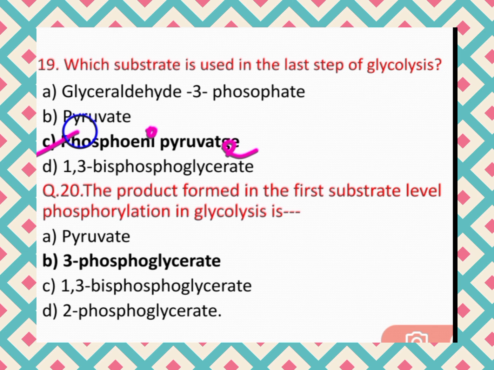Question number 20. The product formed in the first substrate level phosphorylation in glycolysis is option A pyruvate, option B 3-phosphoglycerate, option C 1,3-bisphosphoglycerate and option D 2-phosphoglycerate. Which will be the correct answer? The correct answer will be option B, that is 3-phosphoglycerate.